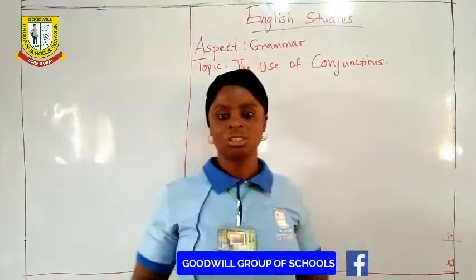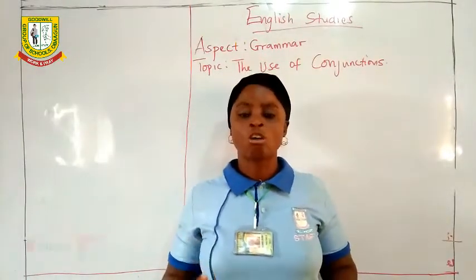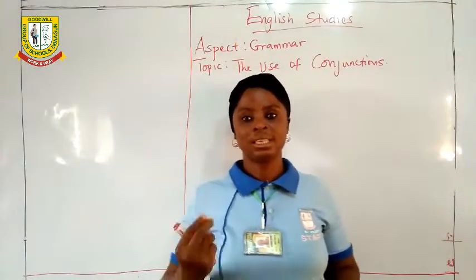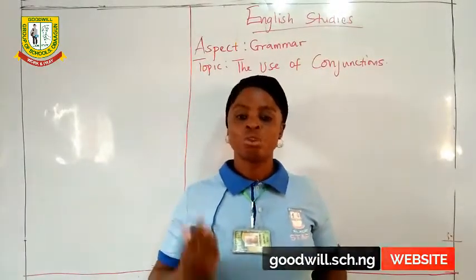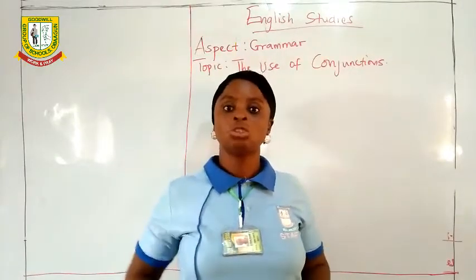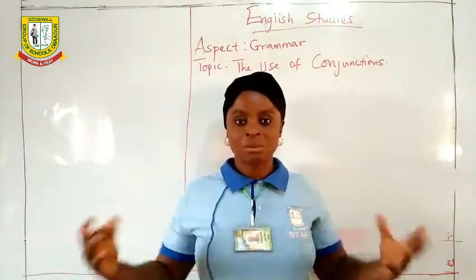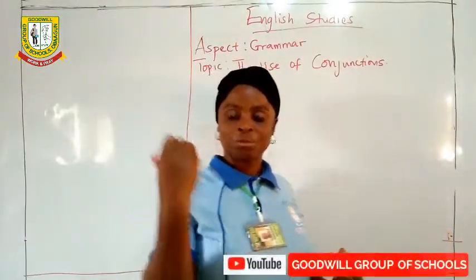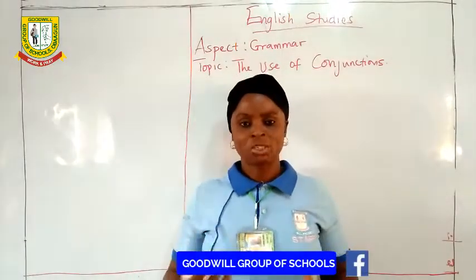What is a conjunction? A conjunction is a word used to join words or group of words together to show relationship between them in a sentence. I said a conjunction is a word or group of words that is used to join words or group of words together to show relationship between them in a sentence. What are the examples? We have examples of conjunctions. They have before, and, both, when, and so on and so forth.